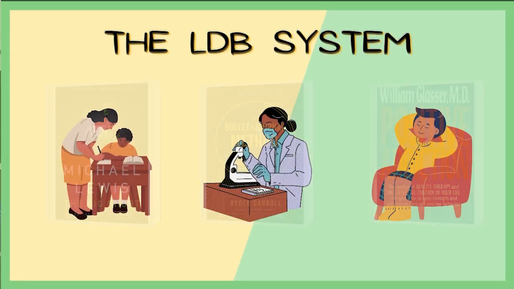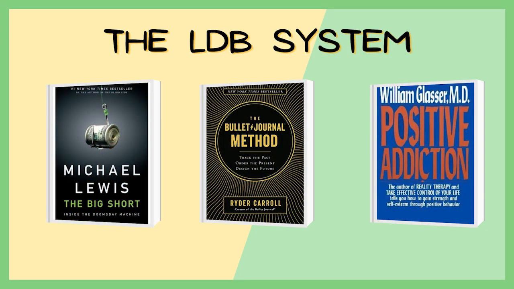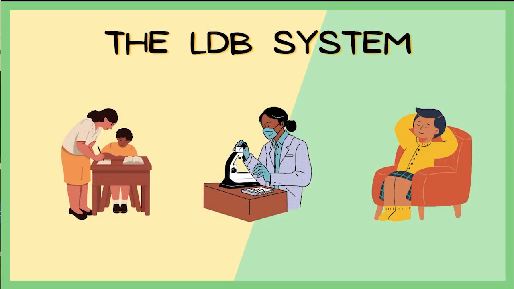And then we have do, which is represented by this character in the middle. It means that these books are designed to give people specific and practical actionable steps to accomplish a particular goal. A good example of this is Ryder Carroll's Bullet Journal, which teaches readers how to do journaling in a different way.